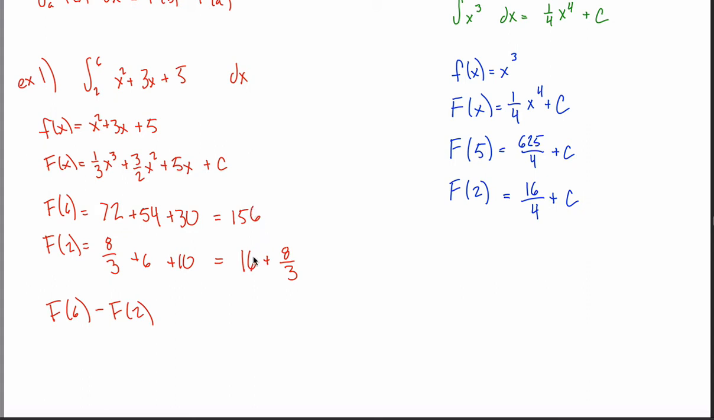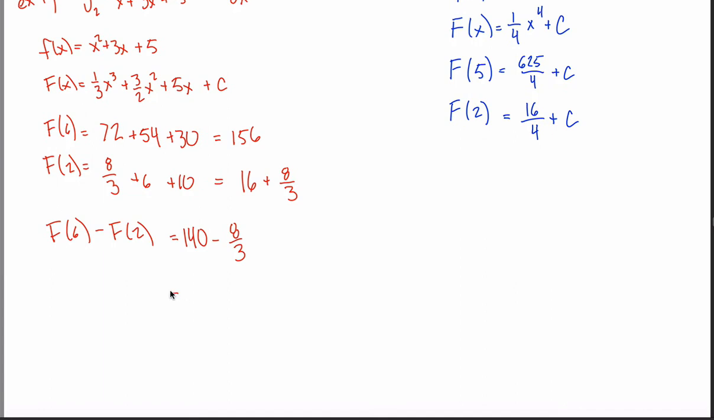If I do 156 minus 16 and 8/3, well, 156 minus the 16 part gives me 140, but I still have to get rid of the 8/3 part, and maybe now I can get a common denominator to work out a little bit nicer, is 420 over 3. And I subtract 8 over 3, and I get 412 over 3 as my answer.